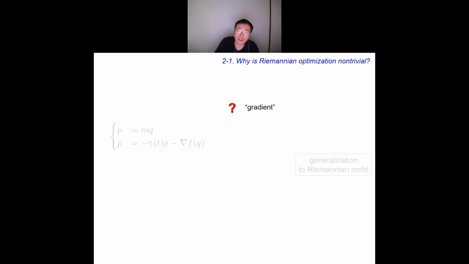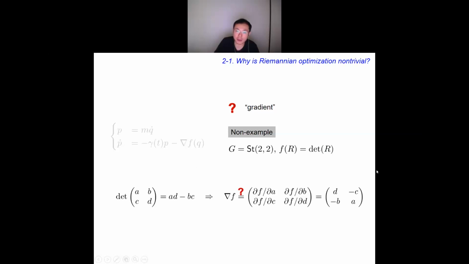In a Riemannian manifold, first of all, you should ask: if you want to use a gradient-based method, what is a gradient? Here is an example that shows why this is non-trivial. If you consider 2 by 2 orthogonal matrices and take a toy loss function as the determinant, what is the gradient?